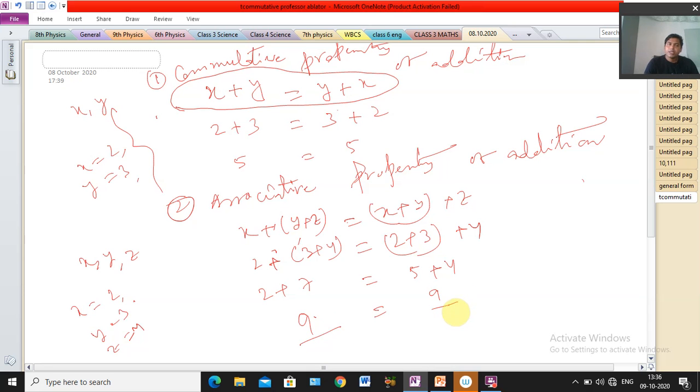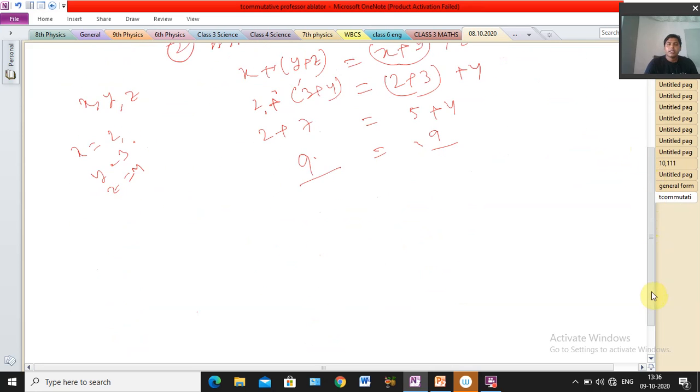Clear? Any numbers we can take instead of x, y and z. Otherwise you can change the variable also, that depends on you. We are getting the same values in the left hand side as well as the right hand side. So this is the associative property. Clear? Understood? Okay, next, sir, additive identity.